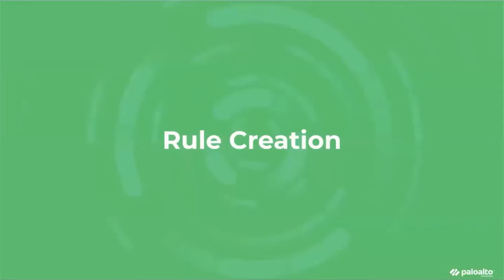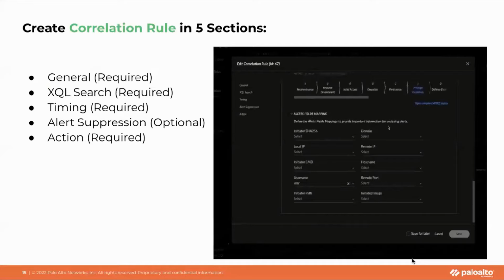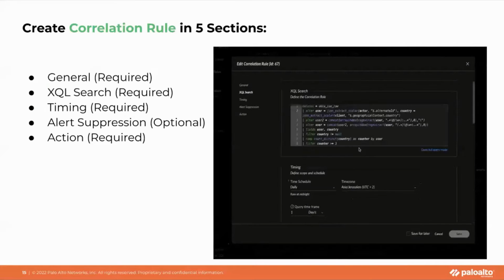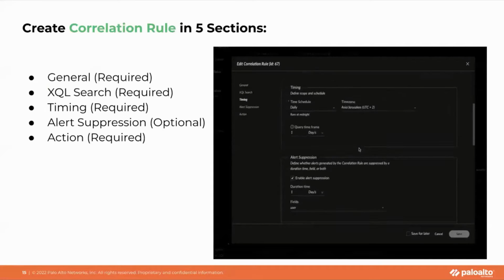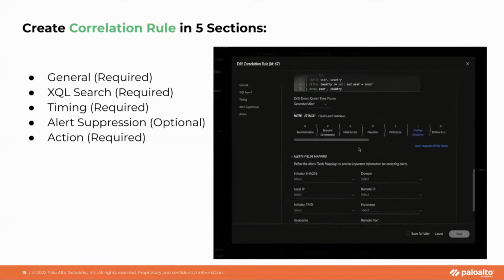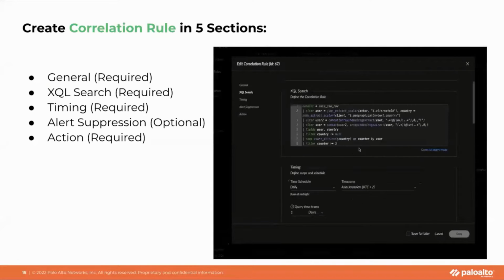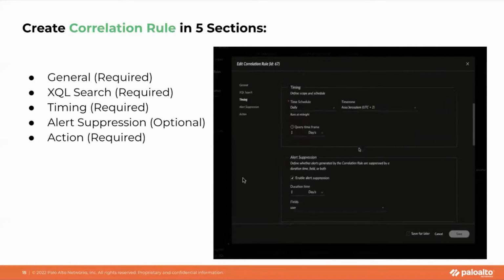Let's take a look at rule creation. SecOps analysts will need to ensure that they are assigned to a role that includes investigation and configuration permissions. A correlation rule is broken into 5 sections, and 4 out of the 5 sections contain required fields. The alert suppression section is not required to create a correlation rule.